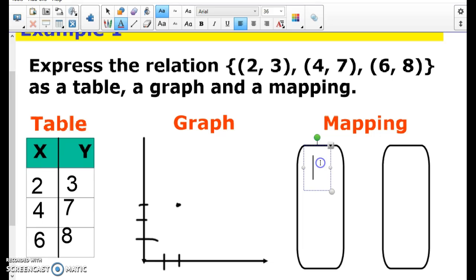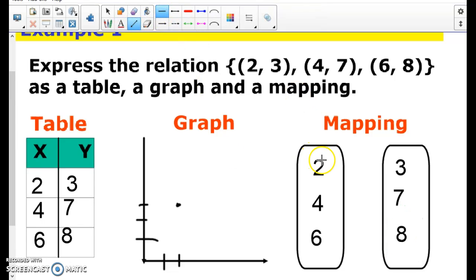With mapping, we're going to put these in order. It's usually in order, smallest to biggest. So I'd put, again, kind of like the table. Whoops, so this should be a 4. I'd put 2, 4, 6 on one, and I would put 3, 7, 8 on the other. Okay, and usually they're not going to go in line like this, so this is kind of a weird one, but then we're going to draw a line matching them.